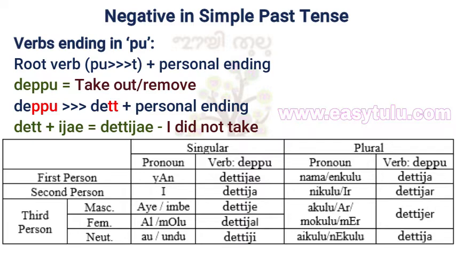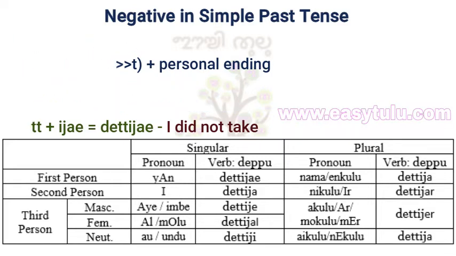Nama or enkulu, dettija, we did not take. Iru or nikulu, dettijar, you did not take. Akulu, mokulu, aru or mir, dettijar, they did not take. Nekulu or aikulu, dettija, they did not take. Okay, all the pu ending verbs are conjugated in the same way in simple past tense.